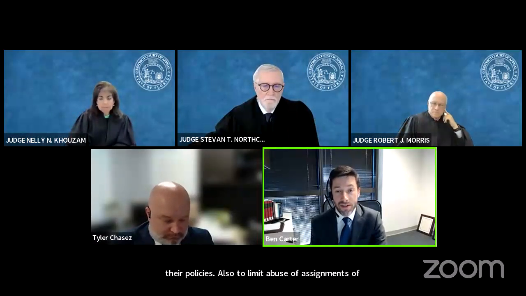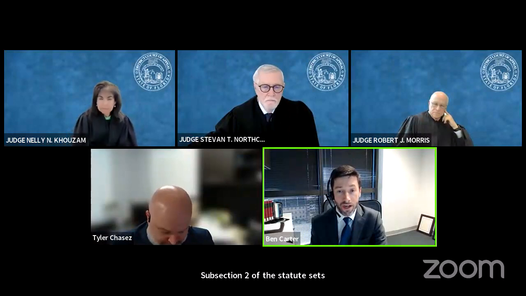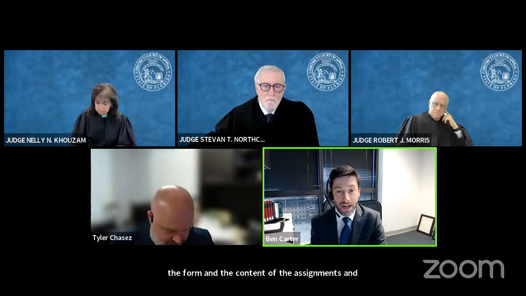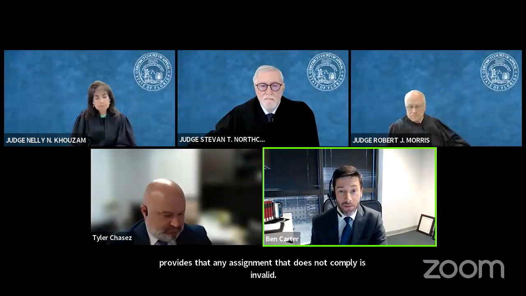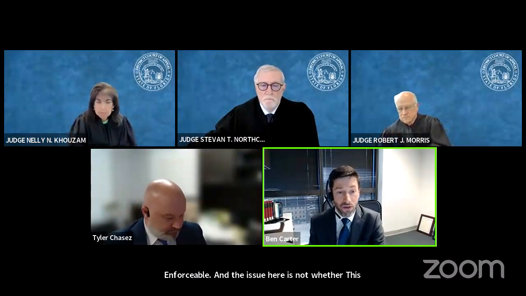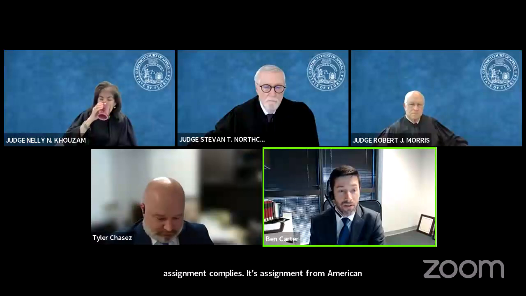Subsection 2 of the statute sets some requirements for the form and the content of the assignments and provides that any assignment that does not comply is invalid and unenforceable. And the issue here is not whether this assignment complies. HICA concedes that its assignment from American Integrity's insured does not comply with the statute.